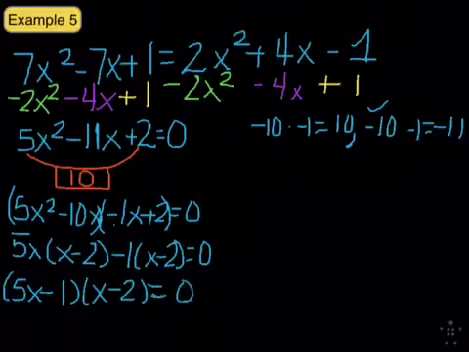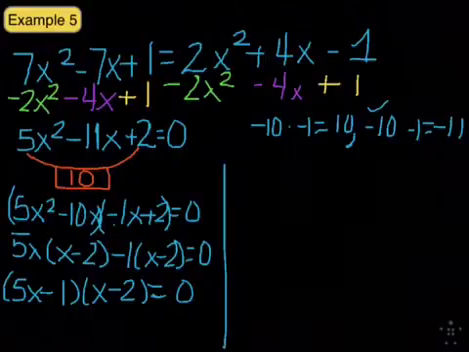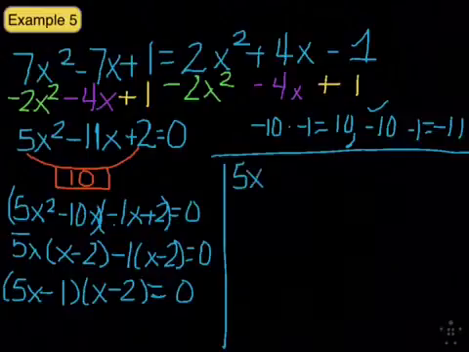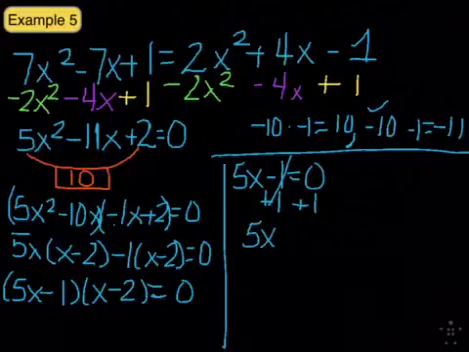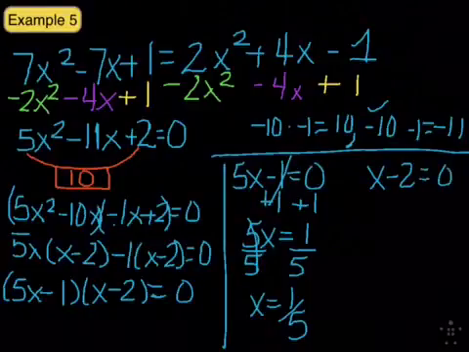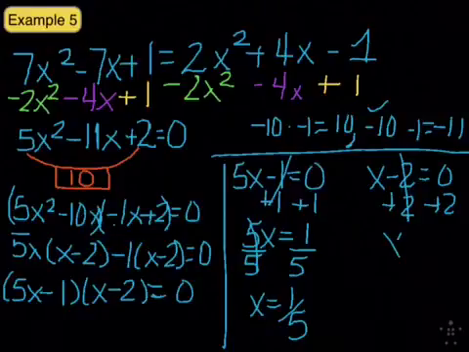I'm going to set them both equal to 0 over here. So I have 5x minus 1 equals 0. Solve that one. Add 1 to both sides. 5x equals 1. Divide by 5. X equals 1/5. And the other one, x minus 2 equals 0. Add 2 to both sides. So x equals 2. So this one had 2 solutions.